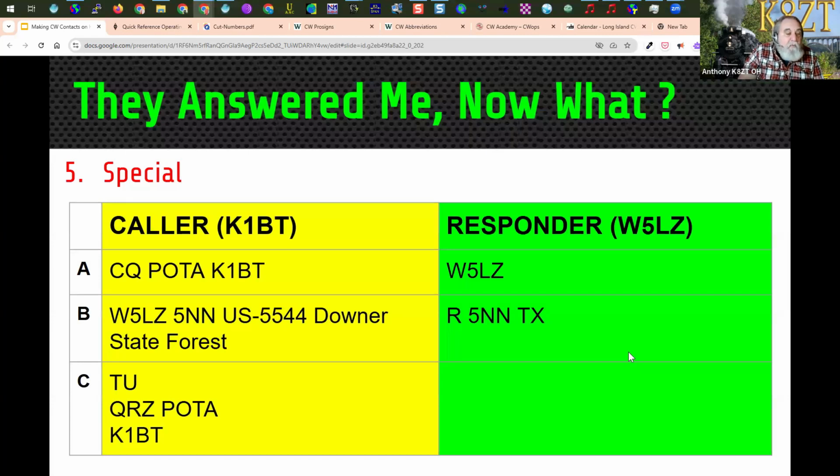I want to tell you something else about POTA if you did not realize. A POTA operation is still valid even if they never send you the park number.